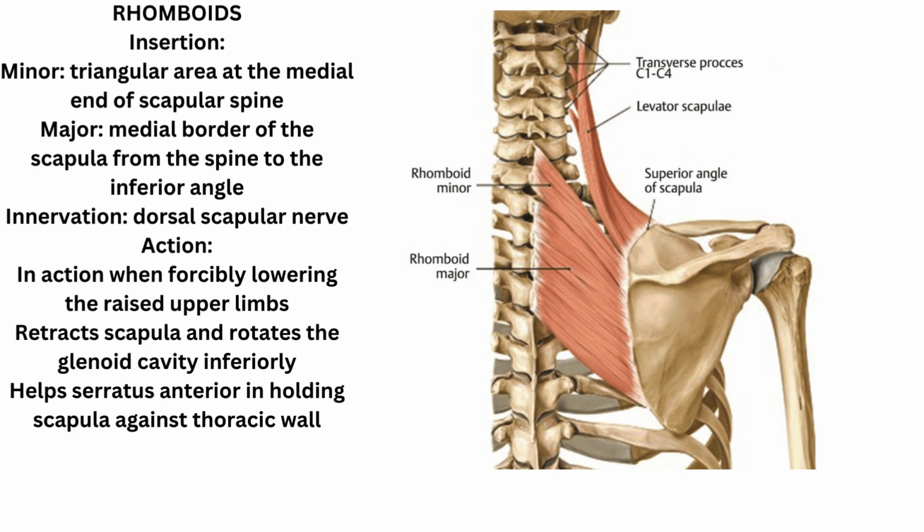The rhomboids are in action when forcibly lowering the raised upper limbs, for instance, when driving a stake with a sledgehammer. They also retract scapula and rotate the glenoid cavity inferiorly. In addition, rhomboid muscles work with serratus anterior muscle in holding scapula against thoracic wall.